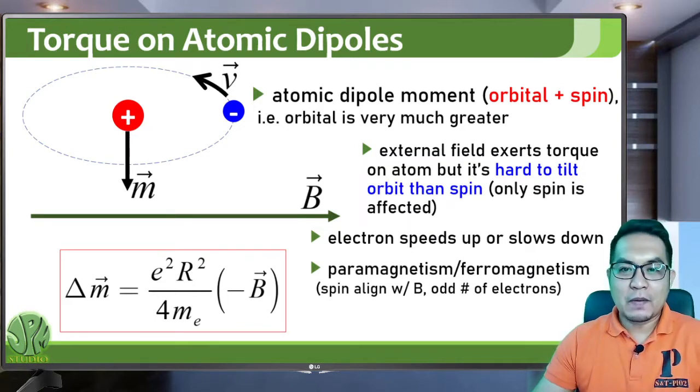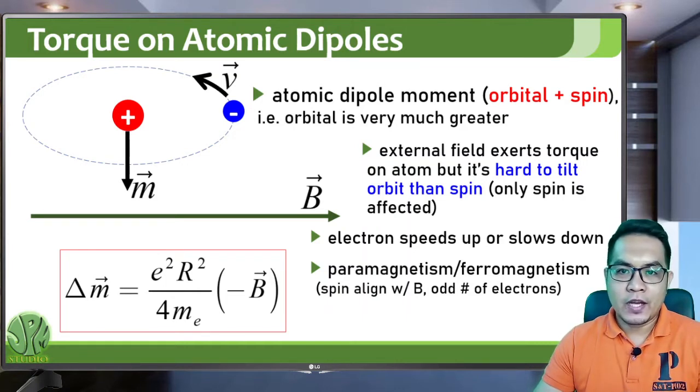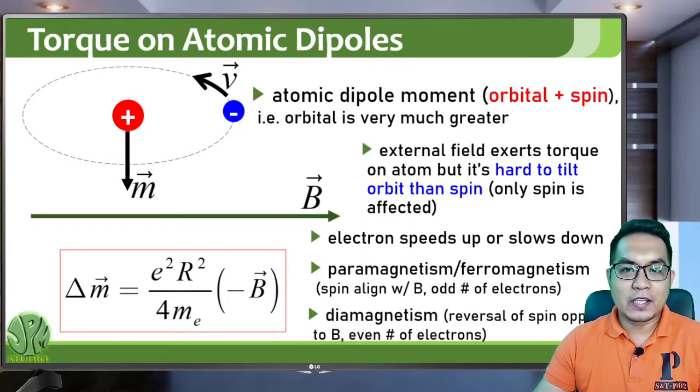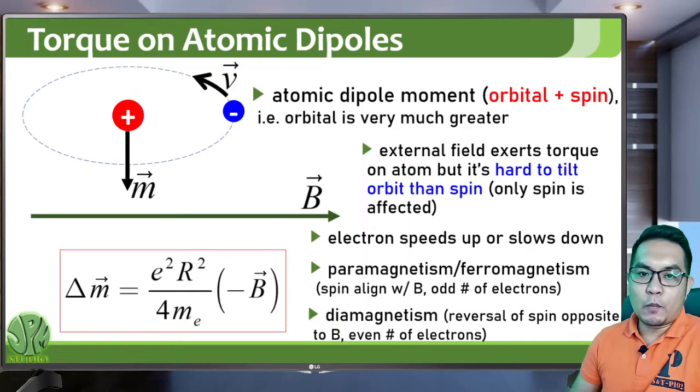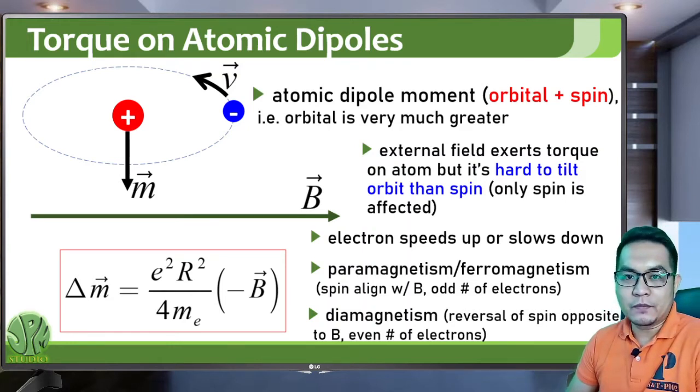So for paramagnetic and ferromagnetic objects, the spin will actually align with the magnetic field. So usually, if you have an odd number of electrons, and if you have diamagnetic materials, this is actually a reversal of spin, opposite to the direction of the magnetic field. So if you have an even number of electrons.